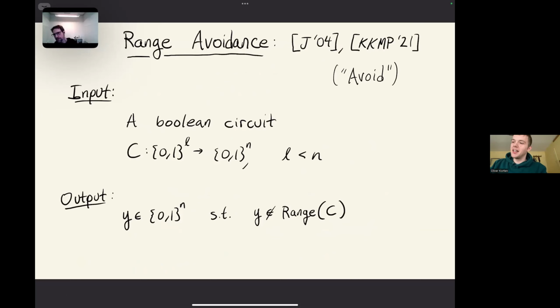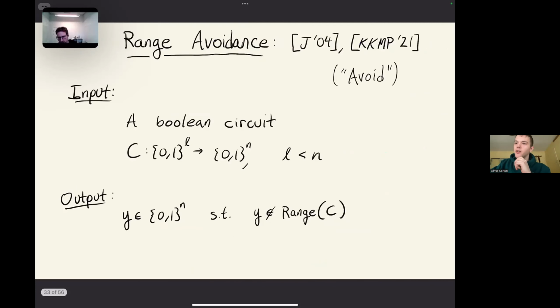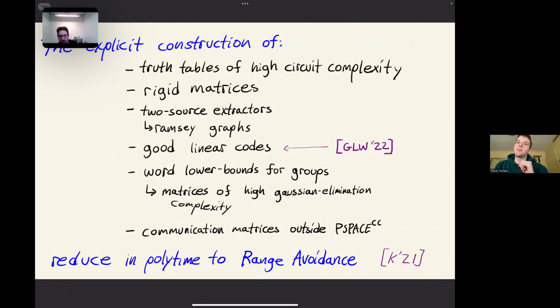I will get to this in more detail later, but something you can observe here is that for this type of problem, verifying a solution is not necessarily a polynomial time thing. We need to check that y is a valid solution for this problem. We need to check that it's not in the range of the circuit, which could be, in theory, an NP-hard problem, because I need to say, for all possible preimages, do they map to y? And that property is also shared by most of the particular problems I looked at before I defined range avoidance: it's actually NP-hard to verify that the given object is good.